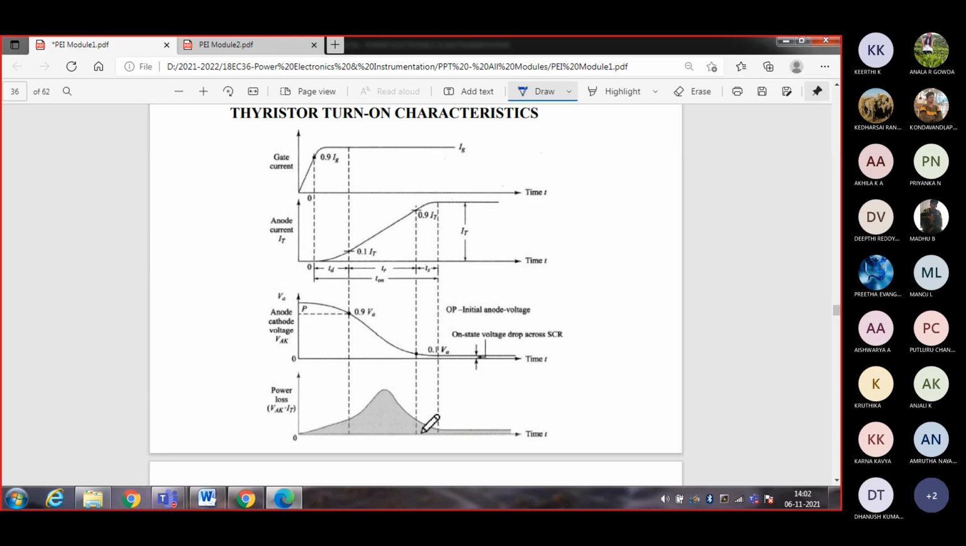How exactly does power loss come into the picture? Here it is increasing, here it is decreasing, and at one stage it keeps decreasing. This is the power loss. So depending on your gate current, you're able to identify the anode current, you're able to identify the anode cathode voltage, and you're able to find out the power loss.